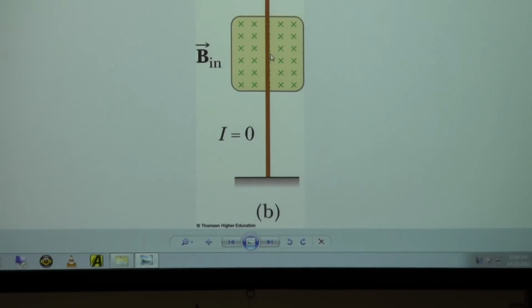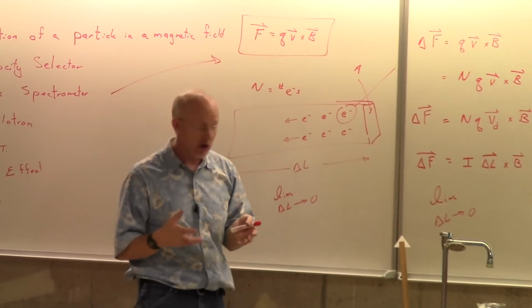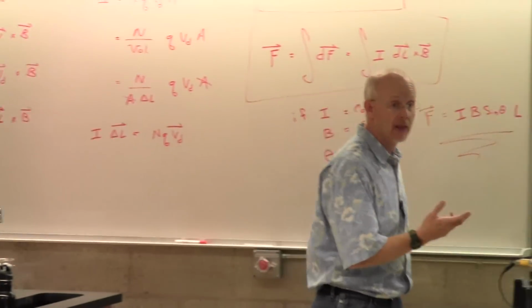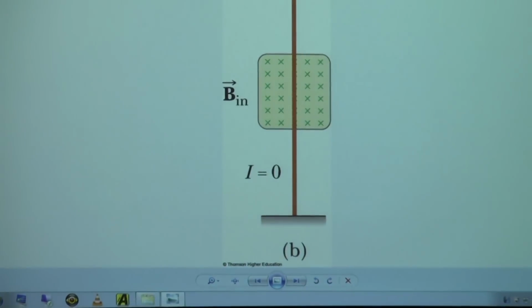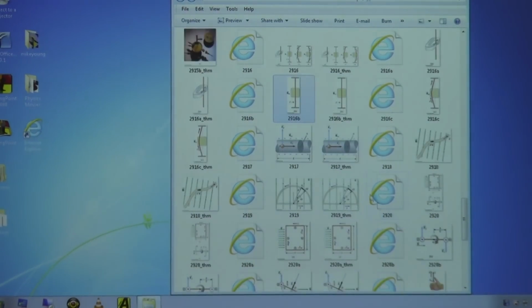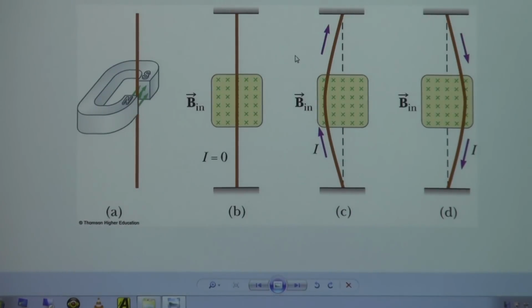Notice, unlike this one, I don't have to say plus a positive charge or plus a negative charge. That's already buried in the I. So that's kind of nice, right? And so if you look at this, the next picture here in your book shows the force on these when there's actually current flowing.